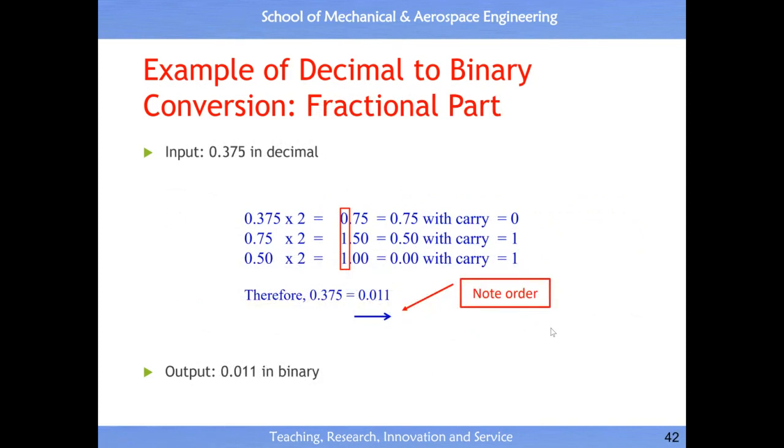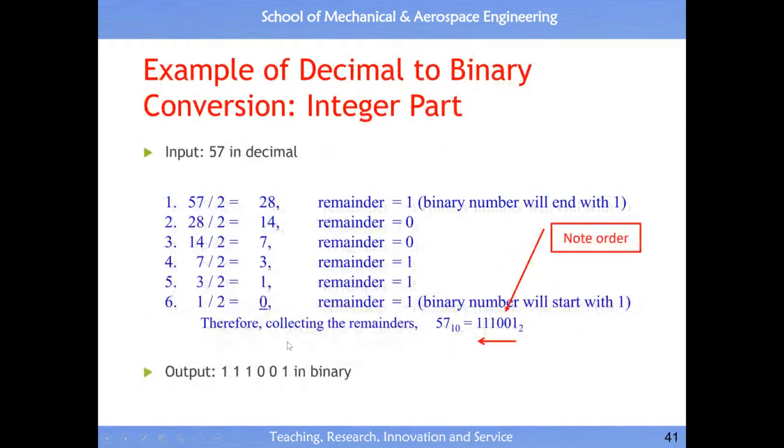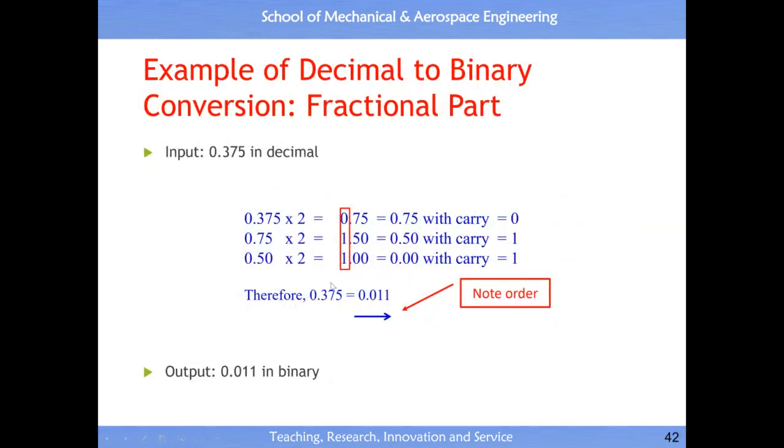Then how about the fractional part? For the fractional part, instead of dividing the input, we multiply the input by 2. So we illustrate with this example. Let's say the input is 0.375 in decimal, and we ask you to determine what the output should be in binary.